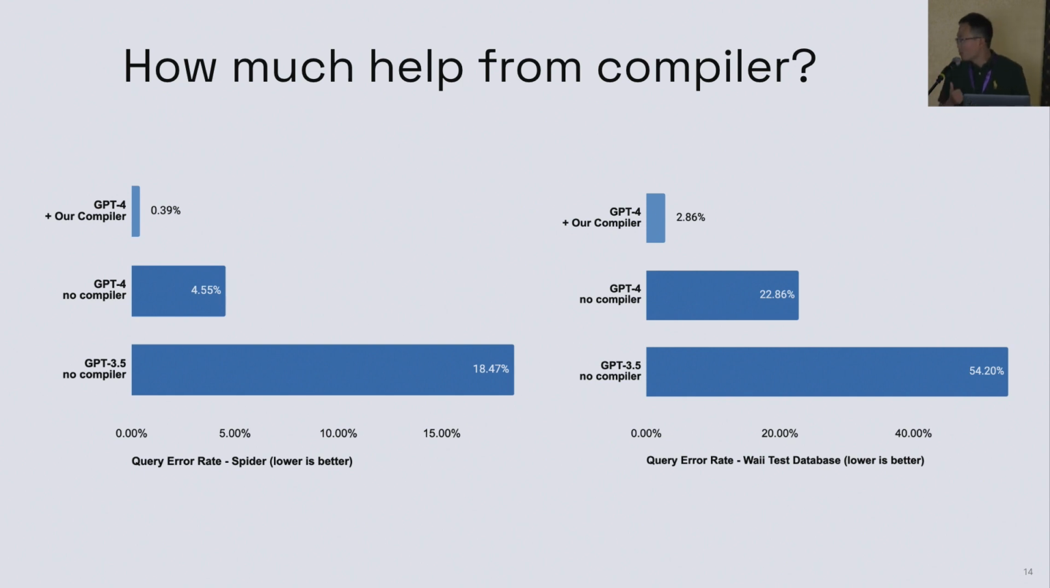On the right side, we are using our internal database to do the testing. We have an internal benchmark where we try to push the complexity to be harder. With GPT-3.5 without the compiler, 54% of the queries will directly fail if you give them to the database to run. With GPT-4 out of the box, it's 22.8%. And with our compiler, we are able to reduce it to 2.8%.